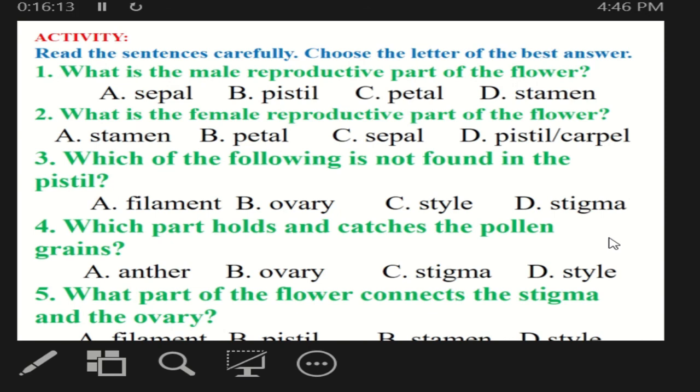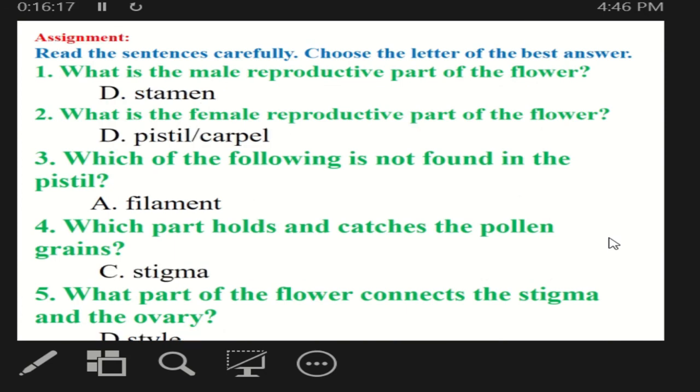Okay, let us check. The correct answer for number 1 is D. Stamen. Very good. Number 2, we have D. Pistil or carpel. Number 3, A. Filament. Number 4, C. Stigma. And number 5, we have D. Style.